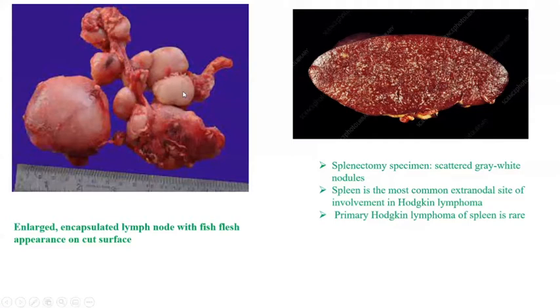So you should see that the cut surface of the Hodgkin lymphoma has a fish-flesh appearance on cut surface. So it is white, firm, and fleshy in appearance. So it is a gross of a splenectomy specimen involved by Hodgkin lymphoma.